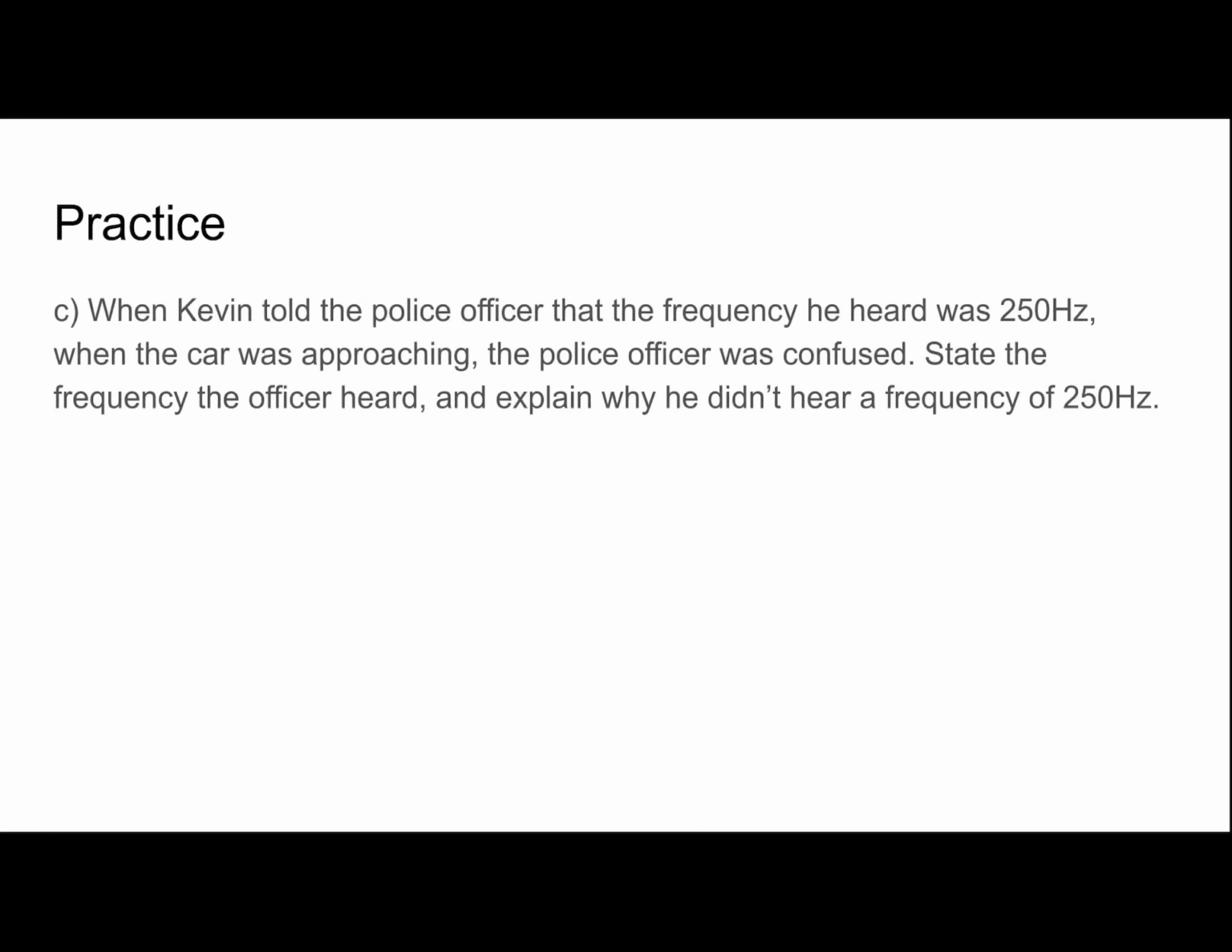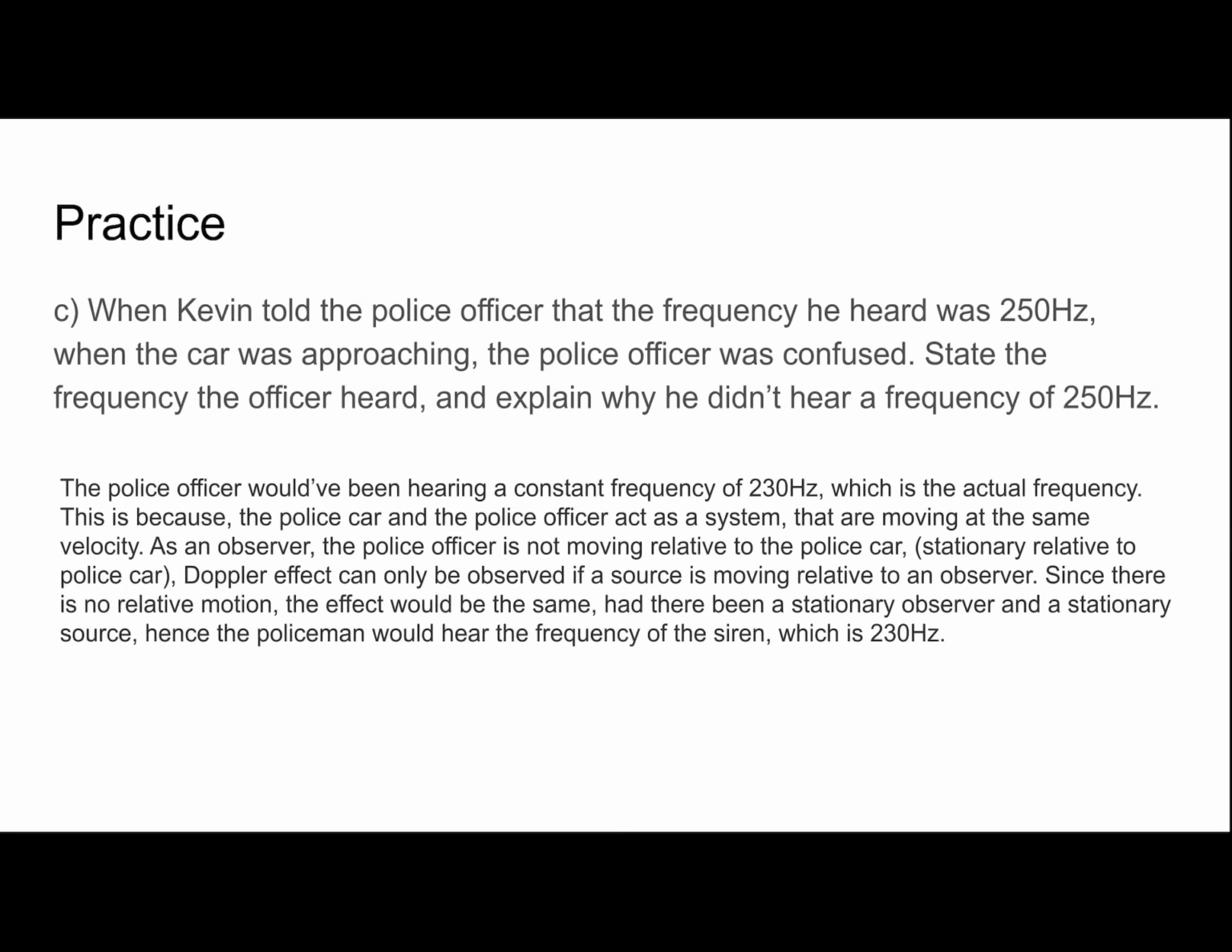So question C. Kevin told the police officer that the frequency he heard was 250 hertz when the car was approaching, and the police officer was confused. State the frequency the officer heard and explain why he didn't hear a frequency of 250 hertz. For this question, the police officer will always just be hearing a constant frequency of 230 hertz, not 250 hertz. So 230 hertz will be the actual frequency of the siren.